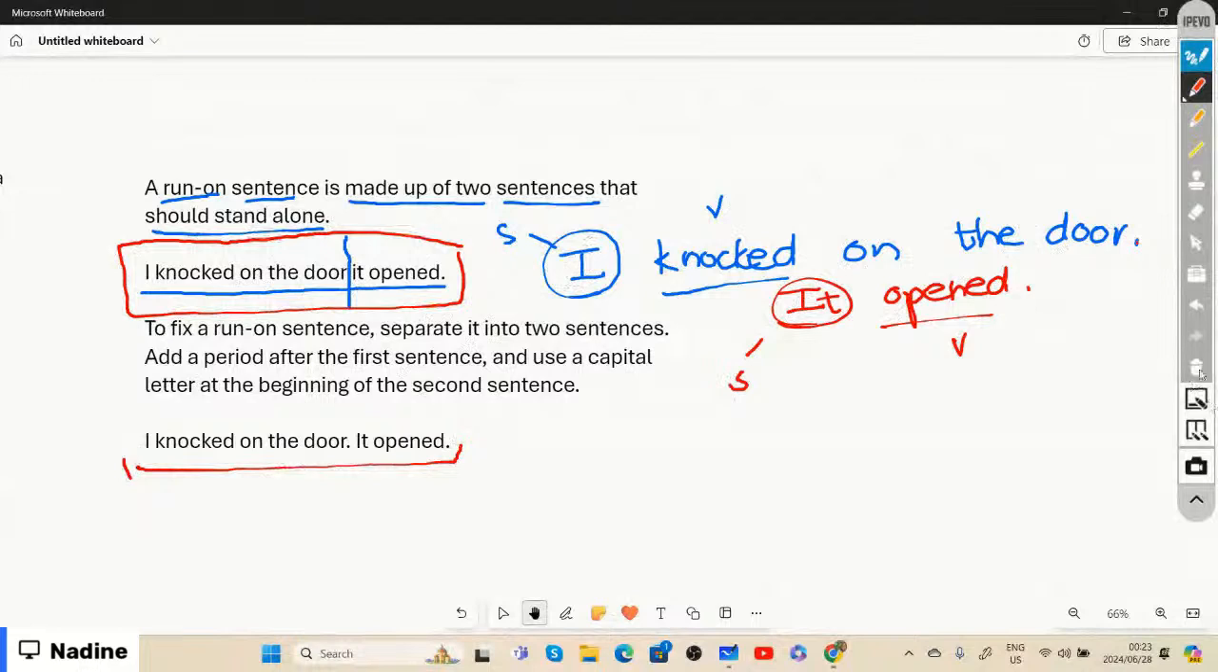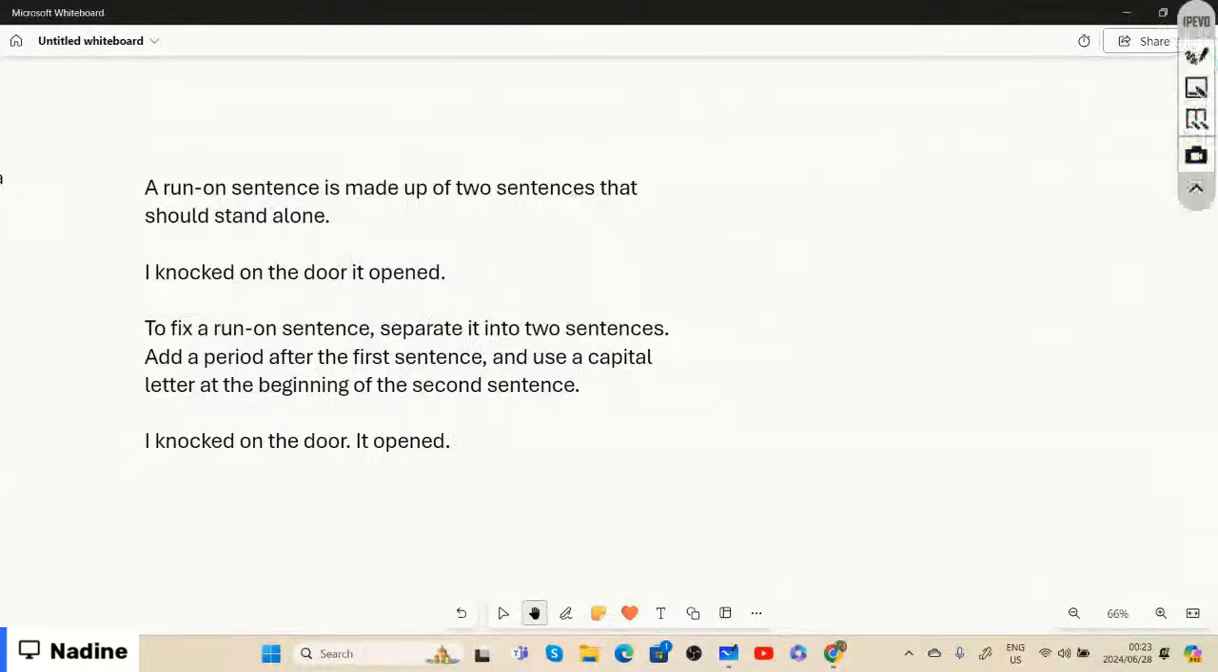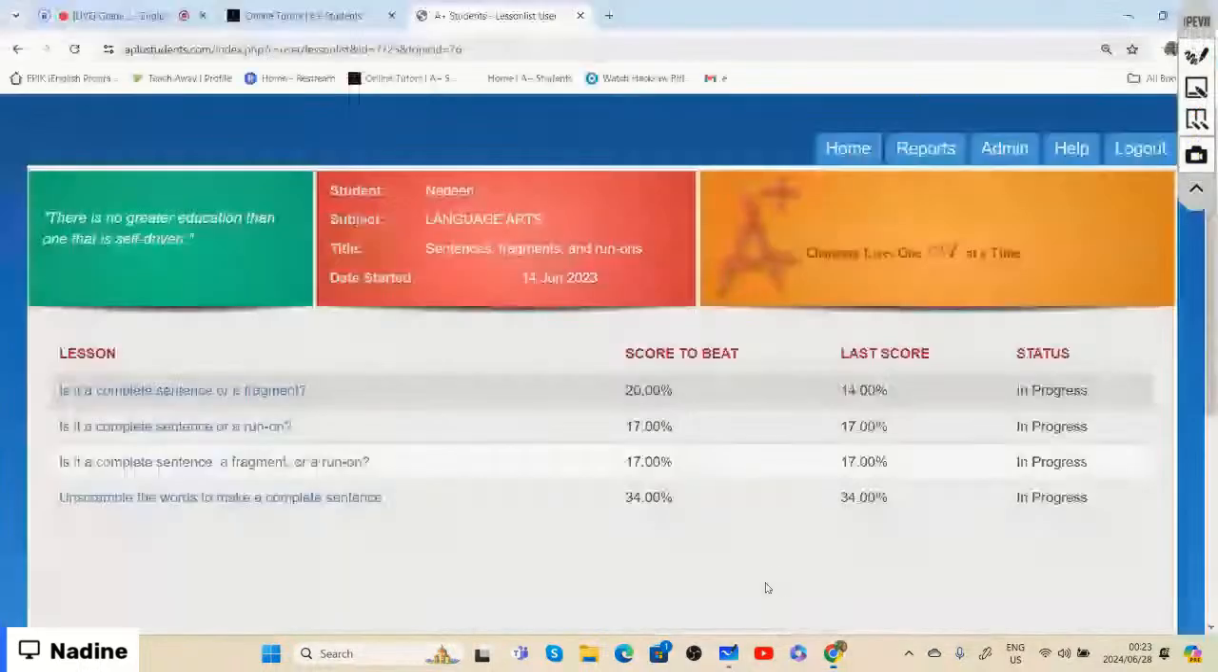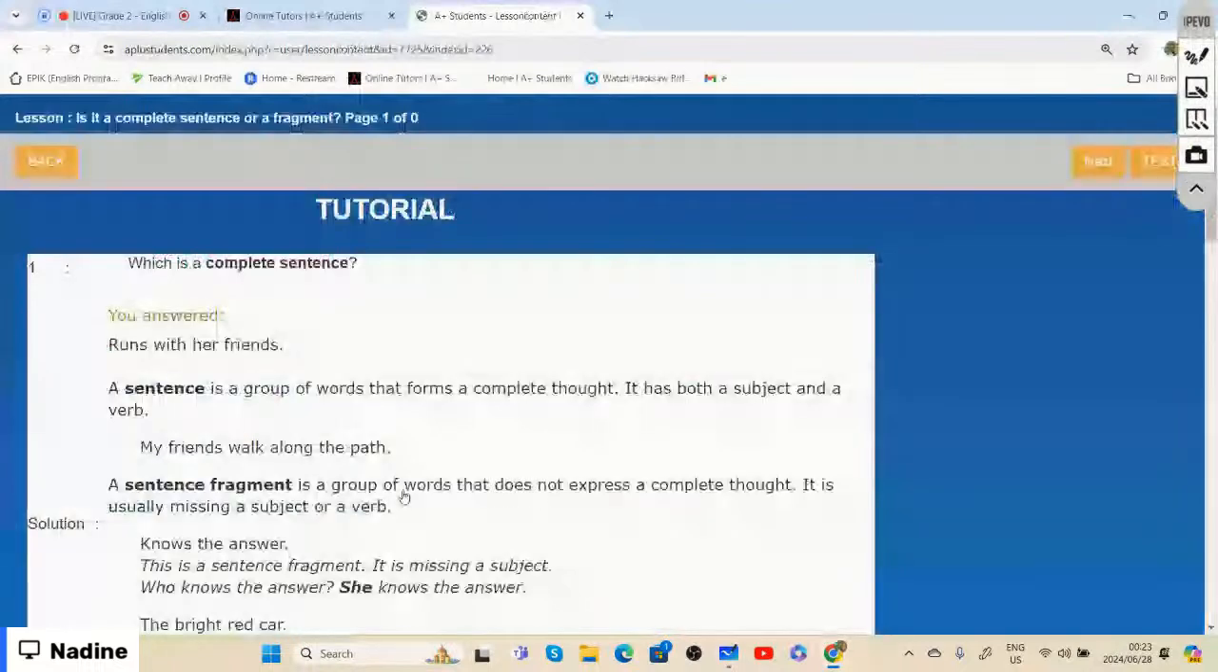All right, so now we're going on to aplusstudents.ca. We're going to do our tutorial lesson, and then we're also going to do our test. The first lesson that we're going to focus on is "Is it a complete sentence or a fragment?"